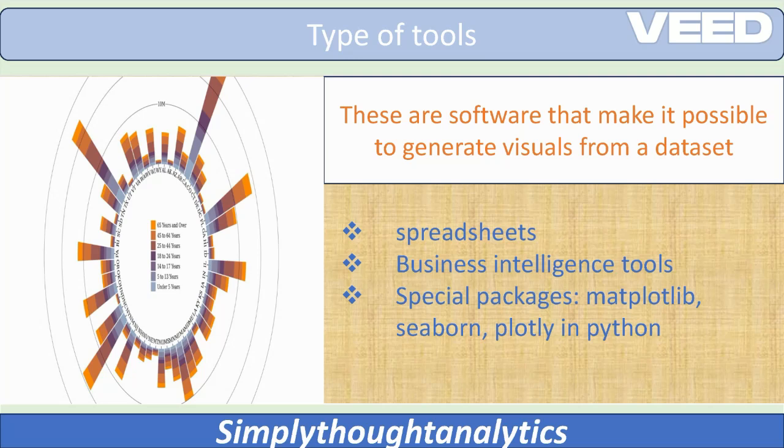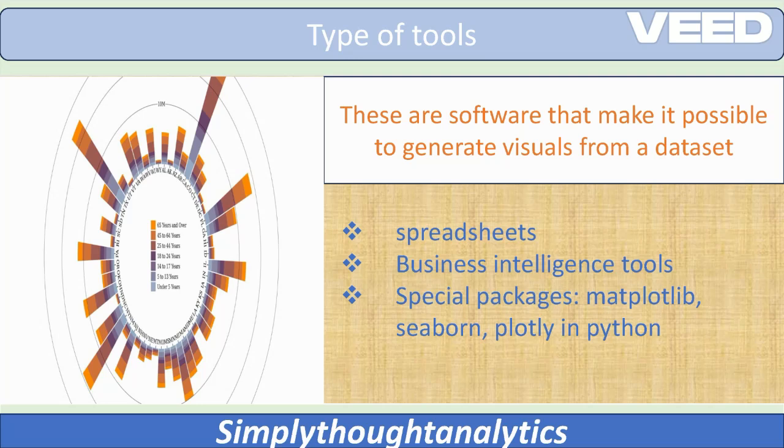The third category are the special packages. Some of these packages are from programming languages such as Python, R, and Java, and so on. Some of these programming languages have packages in them that we can use to generate visuals. And in our Python class, we are going to be discussing Matplotlib, Seaborn, Plotly, and co.